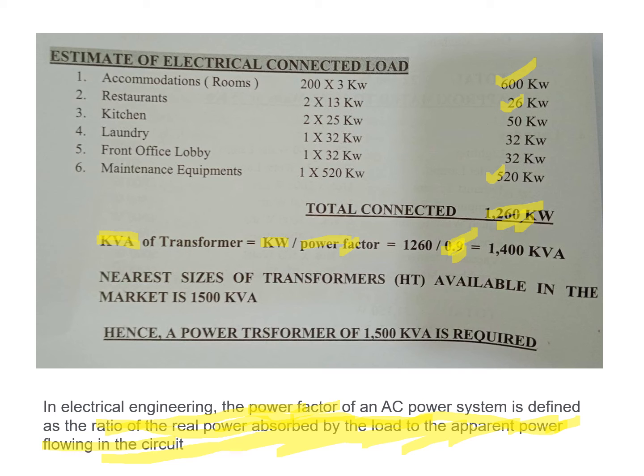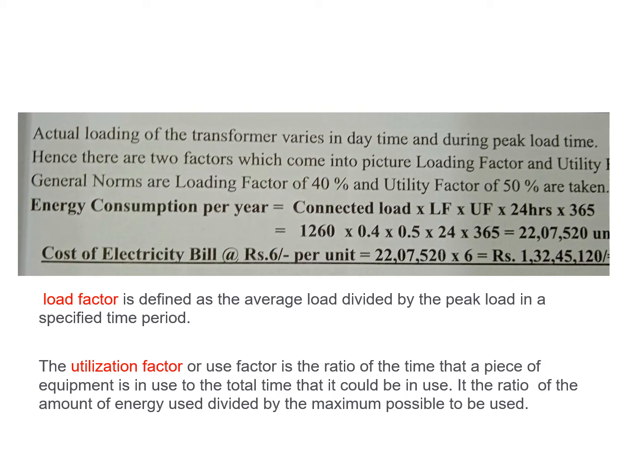So you have 1260, which is your connected load, divided by 0.9, so it comes to 1400 kilovolt ampere. So the transformers that we have are not available in custom made sizes. The nearest size available to this is 1500 kVA. So probably that is the transformer that we should be going for. Right. Now, the transformer that we asked for is about 1500 kVA.